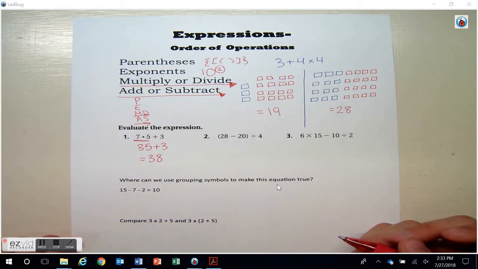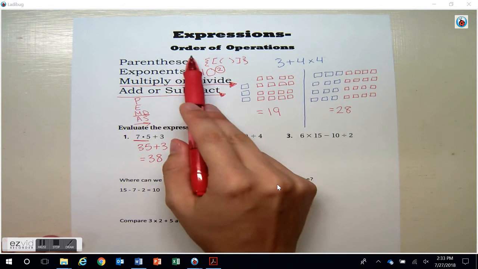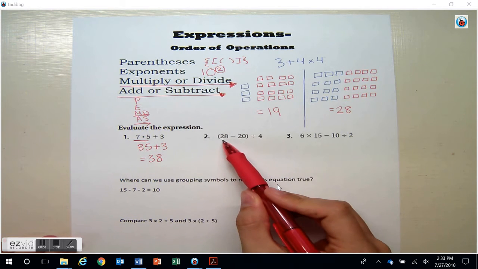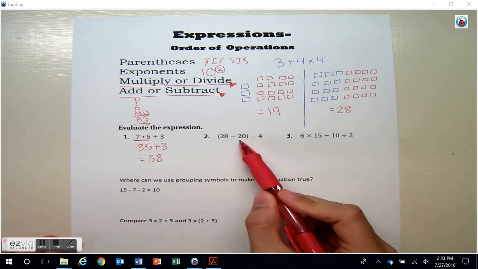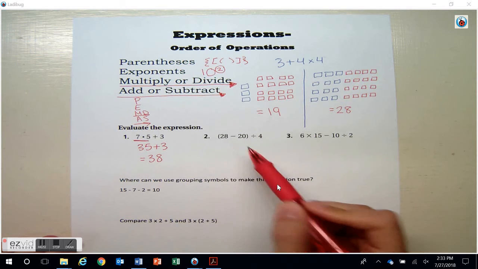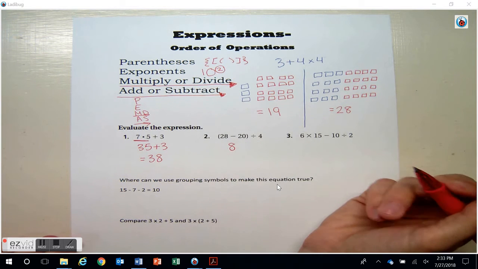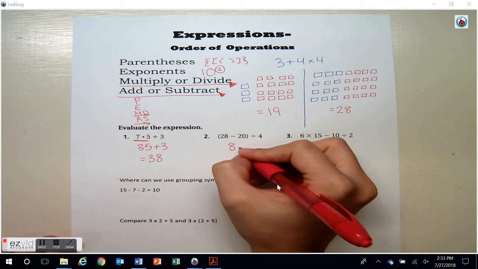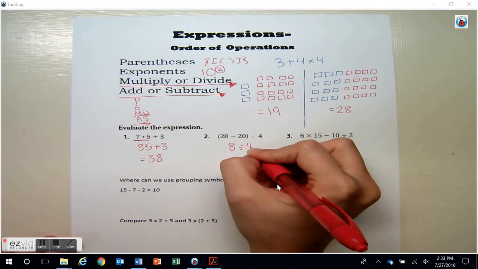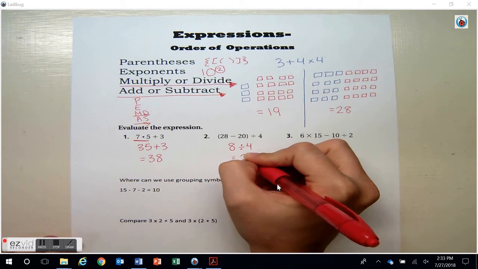All right, let's go back to our check sheet using the order of operations. Are there parentheses? Ding, ding, ding. Yes, there are. 28 minus 20 inside those parentheses gives us 8. 8 divided by 4 gives us 2.